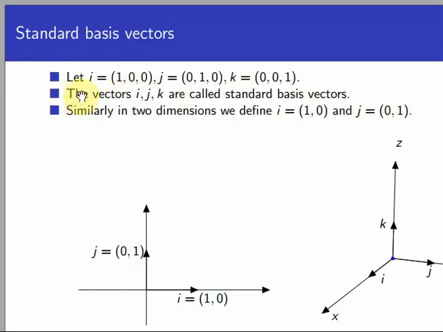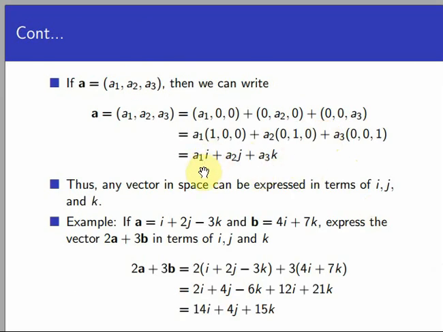Yes. And here in 3-space, i = (1, 0, 0), j = (0, 1, 0), k = (0, 0, 1). Here a1 times this one is i, this one is j, and this one is what? k. So a1 times i plus a2 times j plus a3 times k. That is, any vector in space can be expressed in terms of what? i, j, k. Any vector in 3-space we can express in terms of i, j, k.